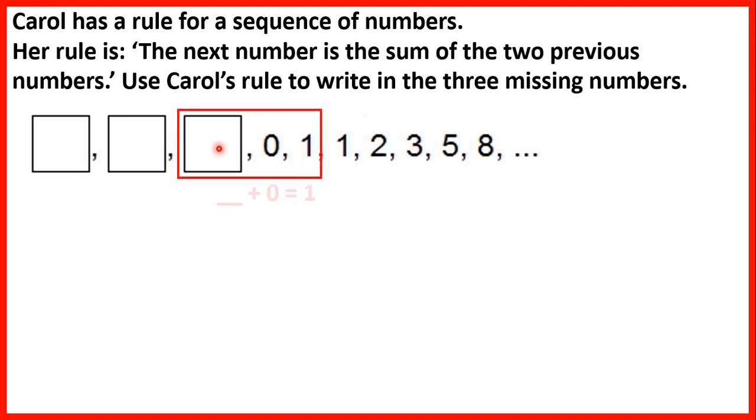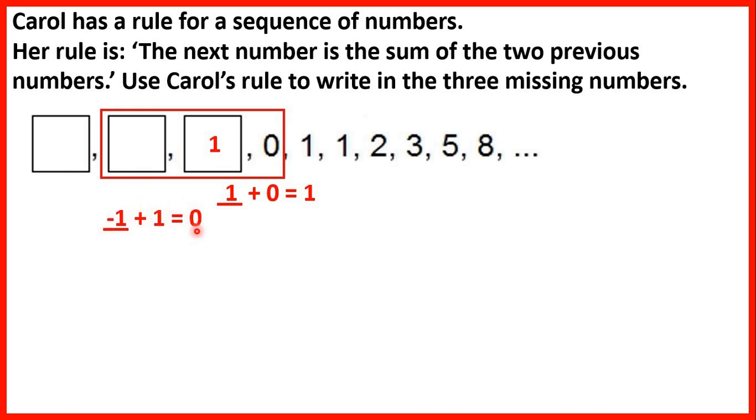So to find this number here, we need to think what plus 0 is 1. Well, 1 plus 0 is 1, so this number here must be 1. And then to find this number, we can think what plus 1 is 0. Well, minus 1 plus 1 is 0, so here we have minus 1. And for this number, we have something plus minus 1 equals 1. Well, plus minus 1 is just minus 1, and 2 minus 1 is 1, so this number here is a 2.